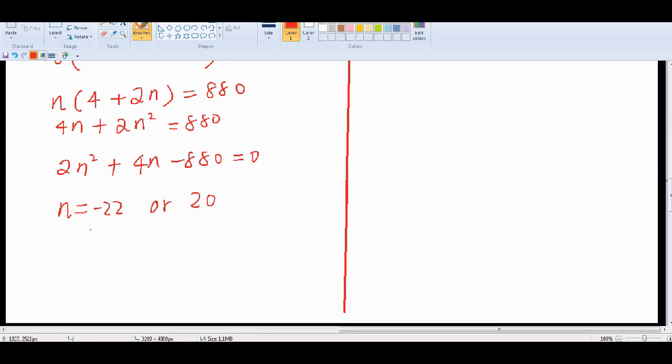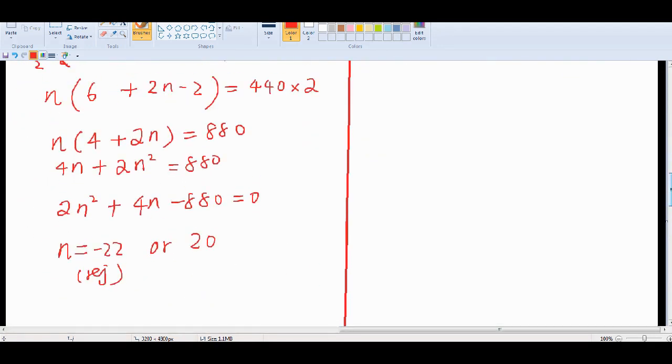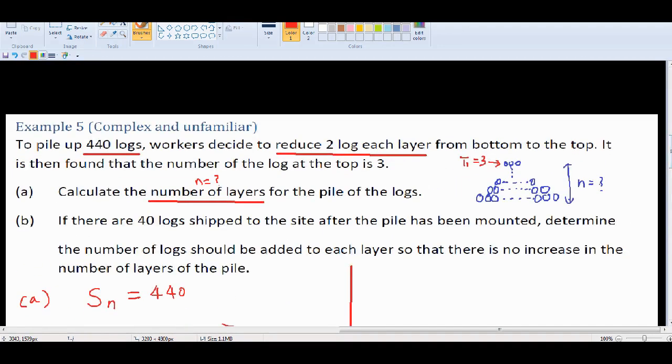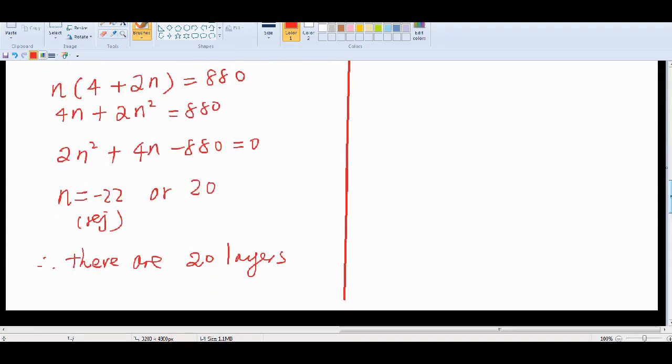Of course, n must be a positive integer, right? So this one is rejected. The only answer is n equals 20. So that means there are 20 layers.